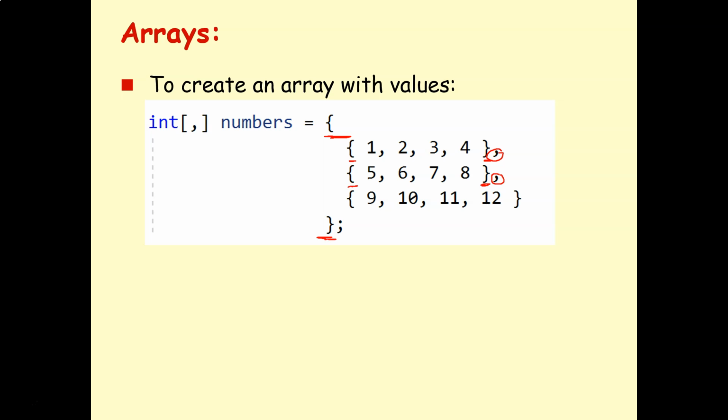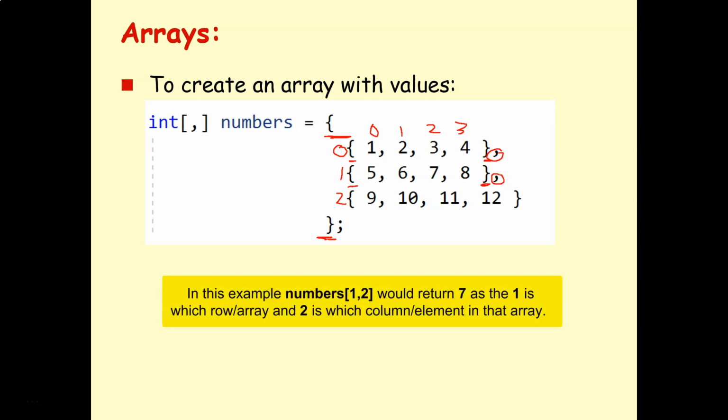In terms of index positions, this would be 0, 1, and 2. And then we've got 0, 1, 2, and 3 in the usual way above. And I can use a combination of those 2 values to locate any specific element in my 2-dimensional array.